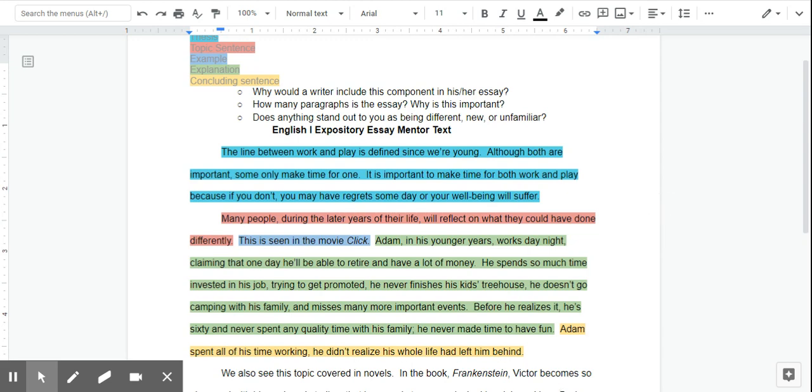So you'll see up here, I put in a couple of questions up top for you to consider as you're analyzing it. So the first question is, why would a writer include this component in his or her essay? You might ask yourself this if something stands out to you. Two, how many paragraphs is the essay, and why is this important? And three, does anything stand out to you as being different, new, or unfamiliar?